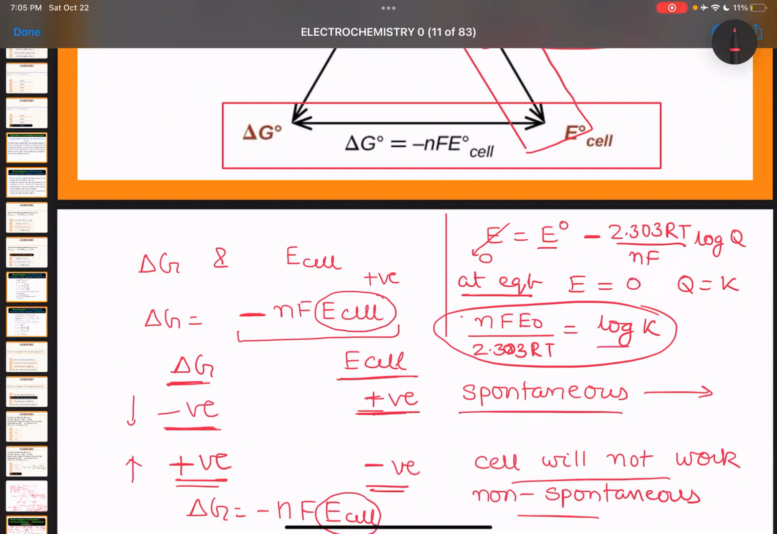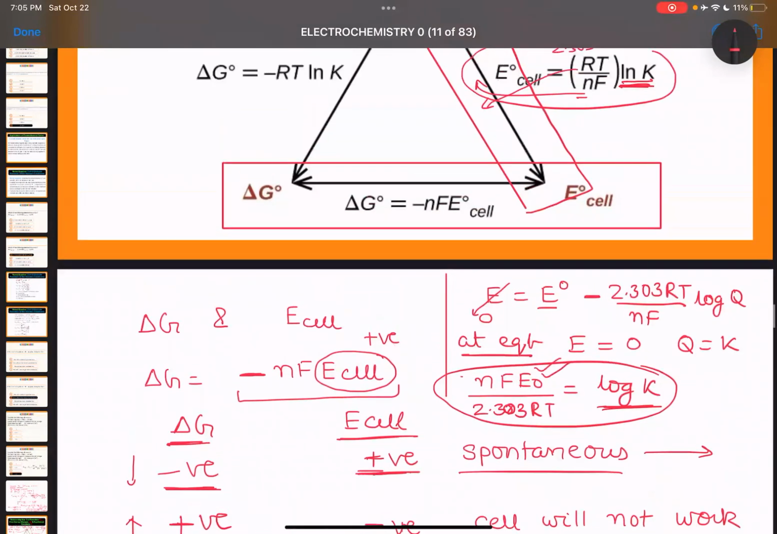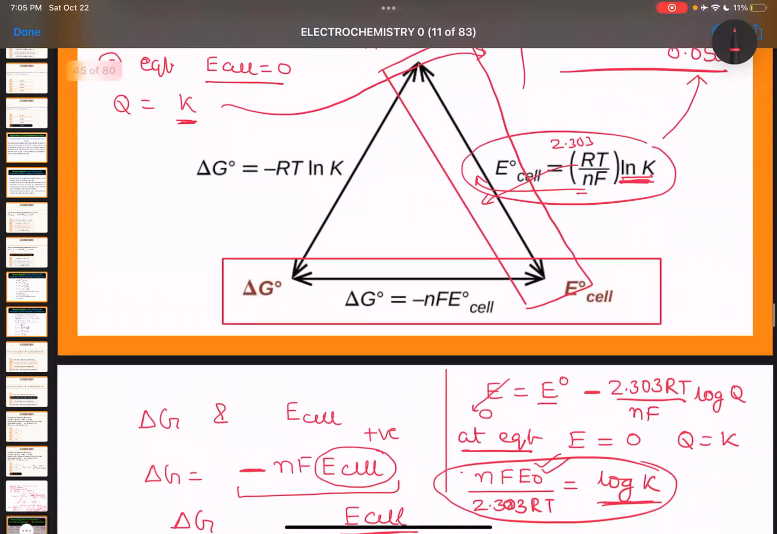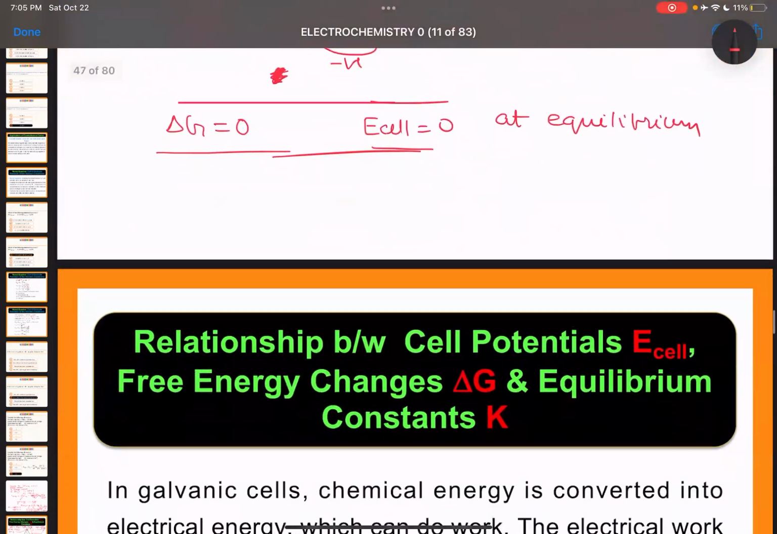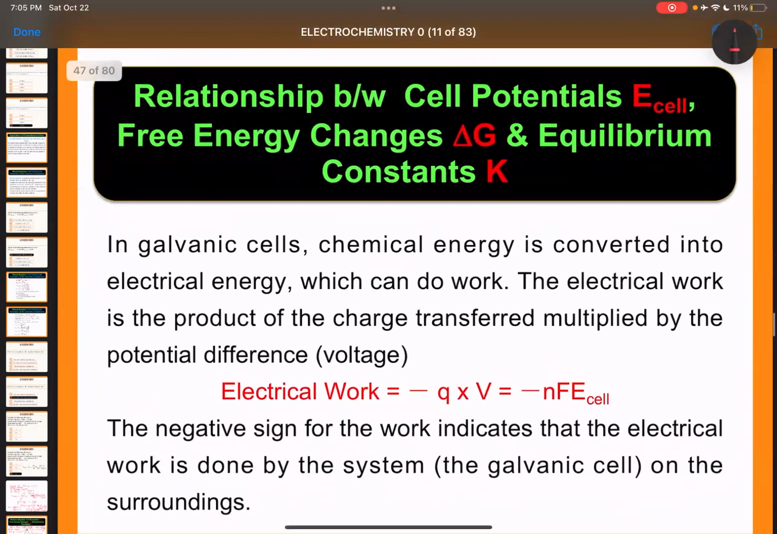And from the standard EMF of the cell, you can calculate the equilibrium constant of a reaction. Is it clear? This is the second one. And the third one is delta G naught equal to minus RT ln K. Okay, remember any two, you can derive the third. Okay, so let's do this.